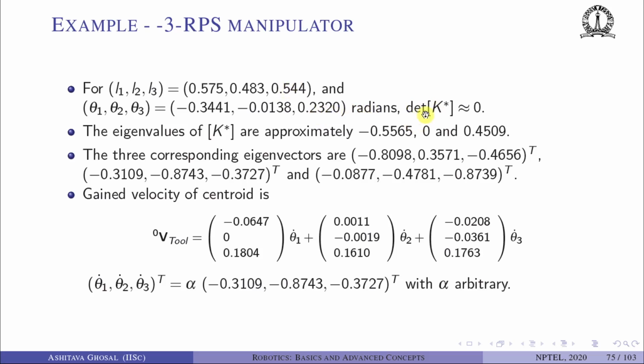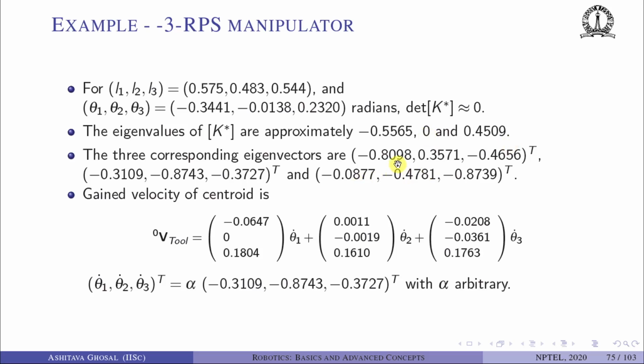Okay, and you can show that this determinant of K star is approximately equal to 0, very close to 0, because this is a numerical approach. So when we solve for the direct kinematics, it will never be exactly equal to 0, but this is like 10 to the power minus 5. The 3 eigenvalues of K star are approximately minus 0.5565, very close to 0, and 0.4509. And the corresponding eigenvectors for minus 0.5565, 0, and this are given by this.